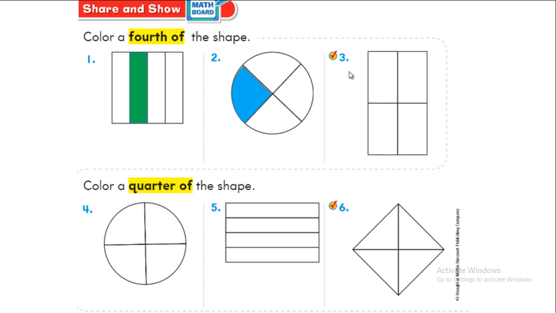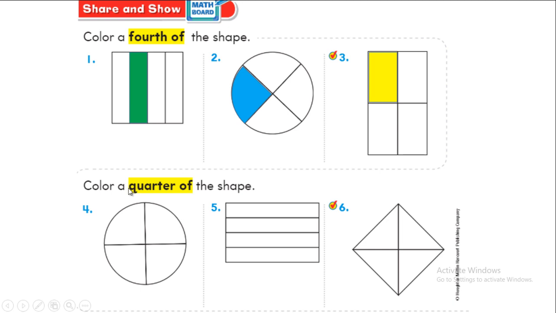And in number 3 also, color 1/4. Don't be tempted to color all the shape. Only 1/4 they want. Why? Because they want me to show the meaning of the word fourth. And fourth means 1 out of 4. Like when we said half, half means 1 out of 2. But a fourth is 1 out of 4.